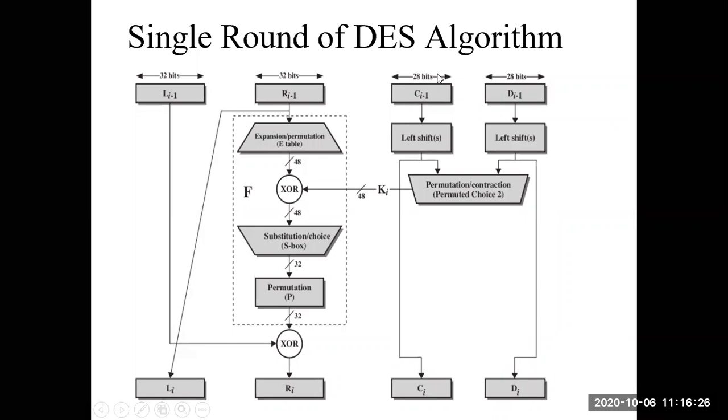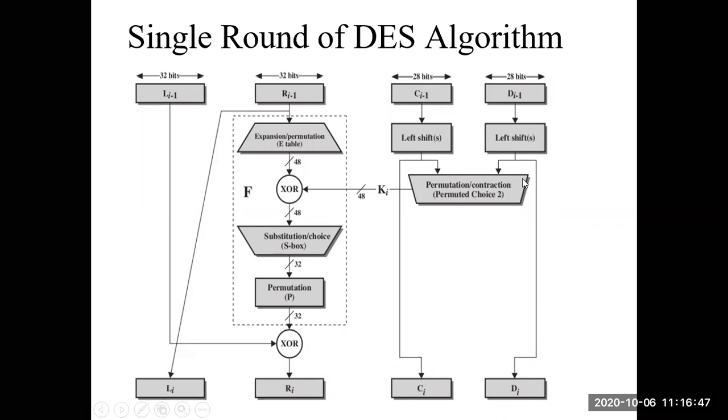As I told you, this 56-bit key in each round is divided into two halves, left and right, 28 bits each. And we perform left shift on the two halves separately. The schedule of left shifts I have shown in the previous slide. So depending on the round, that many left shifts will be performed.